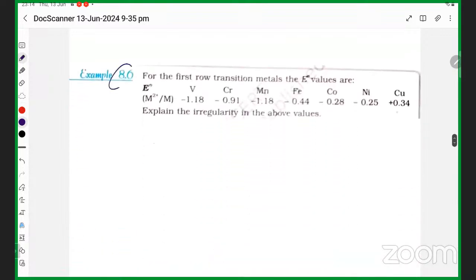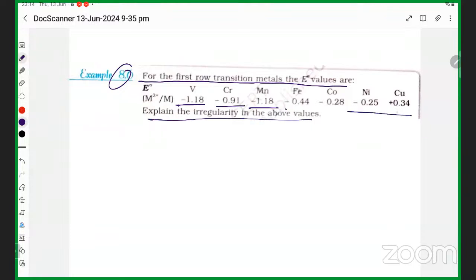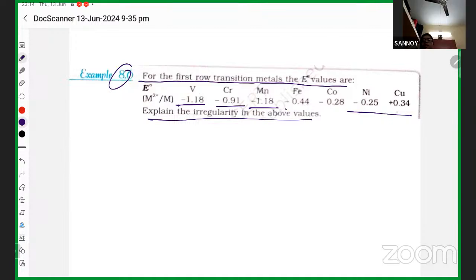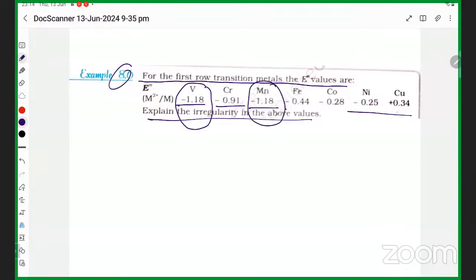Now here you see question number 8.6. For the first row transition metals, E naught values have been given. Here they are saying minus 1.18, minus 0.91, and copper is positive. Explain the irregularities in the above values. How can you explain this? Their ionization is also different, due to different electronic configurations, so the net E value will also be different. See, vanadium and Mn are more negative.